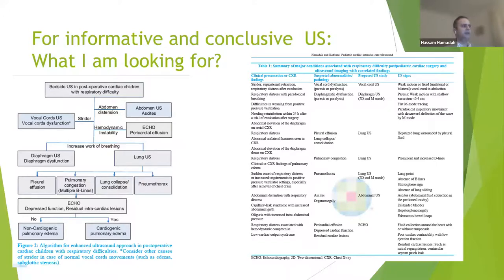If I have sudden hemodynamic instability, do an echo to check if there is pericardial effusion. Then we will move to the diaphragm ultrasound and the lung ultrasound. In the lung ultrasound, you will answer four questions. Is there pleural effusion? Is there lung pathology, consolidation or collapse? Is there a pneumothorax? And is there pulmonary congestion? If you have pulmonary congestion, correlate it with your echo information to conclude whether you are dealing with non-cardiogenic pulmonary edema or cardiogenic pulmonary edema.